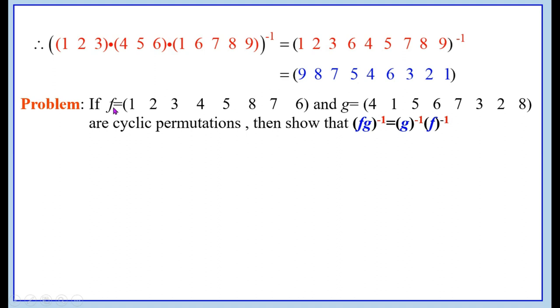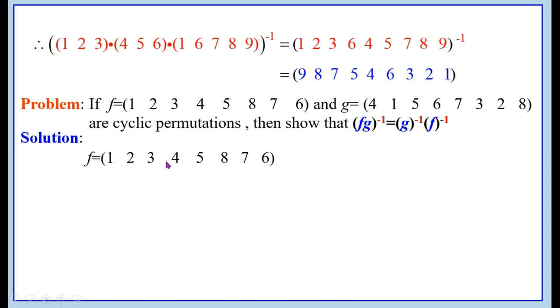If F is a cycle (1, 2, 3, 4, 5, 8, 7, 6) and G is another cycle (4, 1, 5, 6, 7, 3, 2, 8) are cyclic permutations, then show that (FG) whole inverse equals G inverse into F inverse. That is, we are going to verify this reversal law with the cyclic permutations F and G.